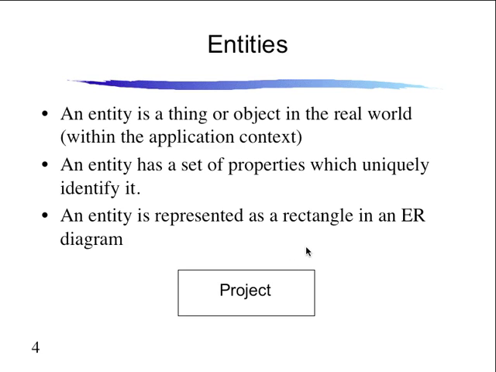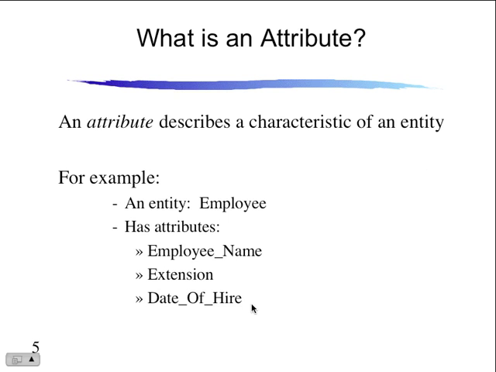So let's talk about entities. It's a thing or object in the real world within the application context. An entity has a set of properties which uniquely identifies it. Kind of sounds like an object. An entity is presented in a rectangular form. So here we have an entity in the ER diagram called project as an example, and it's just a rectangle you see on the bottom of the screen. So you want to use a rectangle.